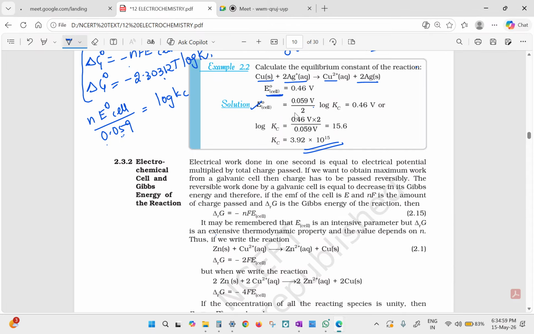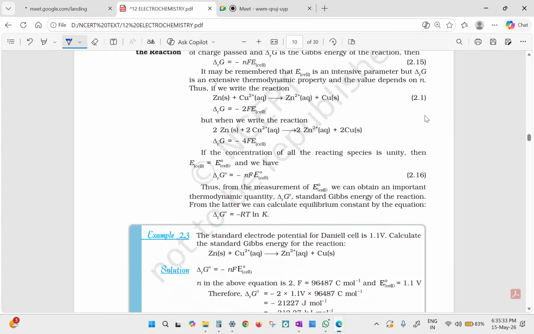Any problem? No, ma'am. See, here log of Kc, it's your duty to find out that it is 15.6. They will provide you the antilog of 15.6. If log of Kc is equal to 15.6, then antilog of it will give you the Kc value, which is 3.92 into 10 to the power 15. So they will provide all the required log and antilog values. So do not worry about it. Okay. That is clear.